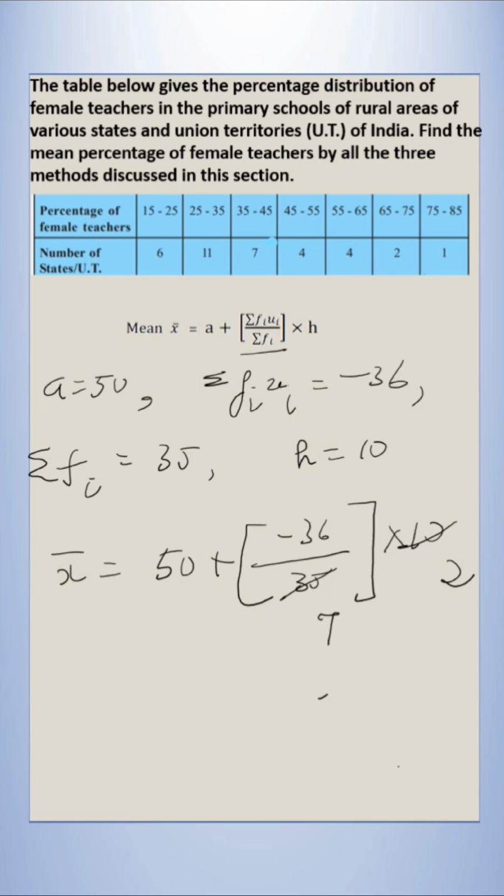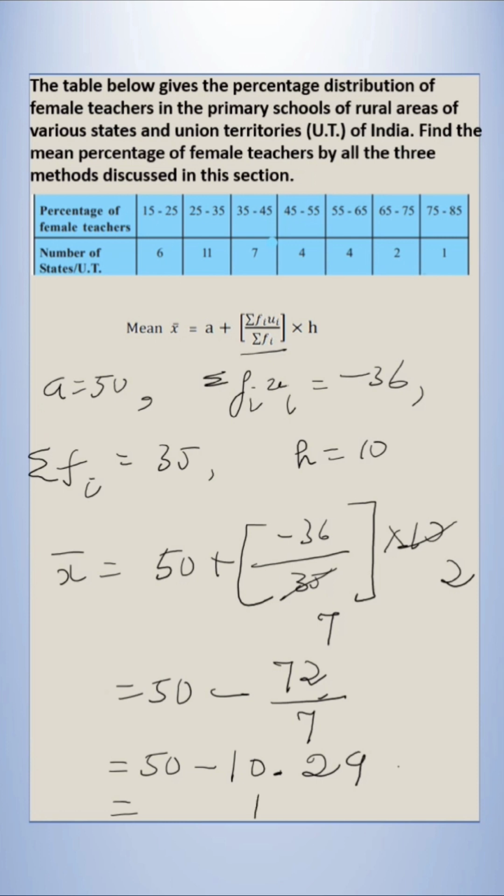So 50 minus 36 into 2, what is it? 72, divided by 7. That is equal to 50 minus, 7 tens are 70, remainder 20, 7 twos are 14, carry 6, nines are approximately, that is equal to 39.71.